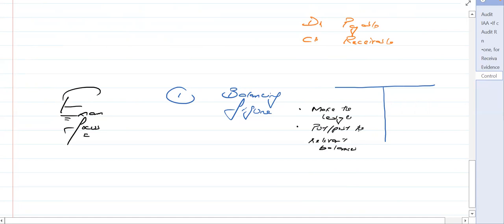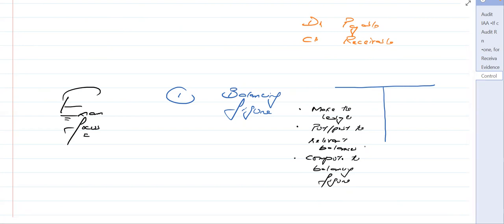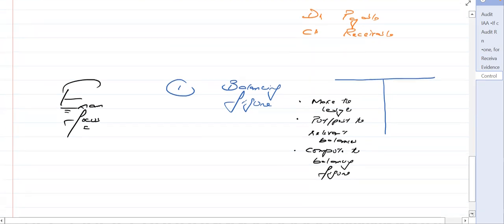For example, opening balance, closing balance, purchase return. And then the last step is to compute the balancing figure. How can we do that? When you have put all the balances within the T account, you just total the side which is greater, and then you deduct the weaker side from it. The balancing figure will come on the weaker side. So this is how you calculate the balancing figure.